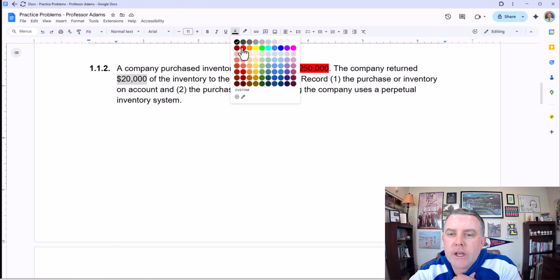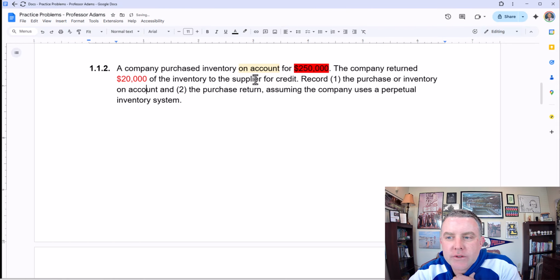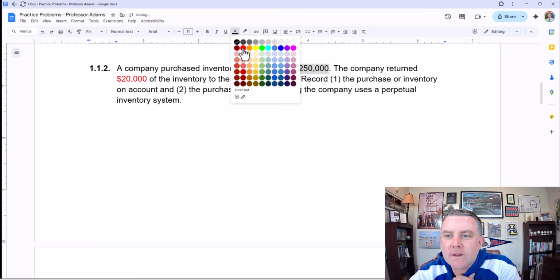So I'm just going to change this text to red just so we remember what we're doing here. Oh, I made this one highlighted red. I don't want to do that. Let's change that back and make the text red. Okay.